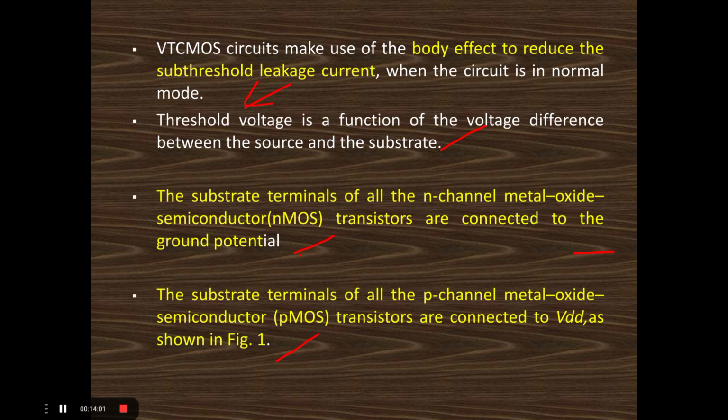If you are decreasing the leakage current, the overall power dissipation decreases. If you are increasing the threshold voltage, obviously the leakage current decreases, and the consequence is that power dissipation decreases. If you are decreasing the threshold voltage, the performance of the circuit also increases. Therefore, if you want to design any circuit in the real world, we want to maintain good performance with less power consumption. That is the basic objective of any circuit, right? So that can be achieved with the help of a VT CMOS circuit.